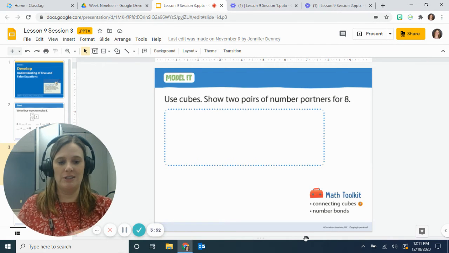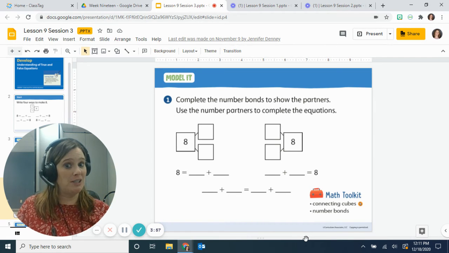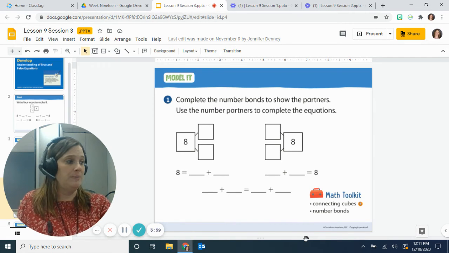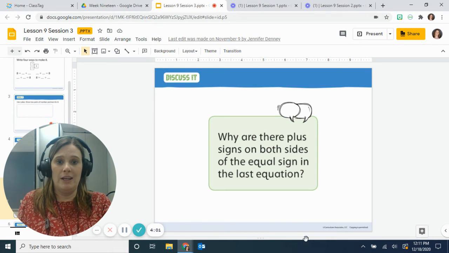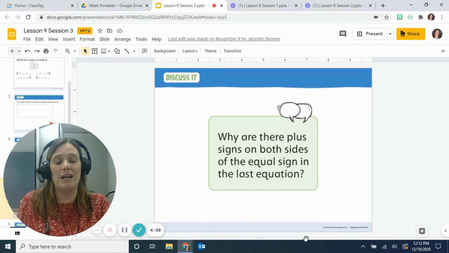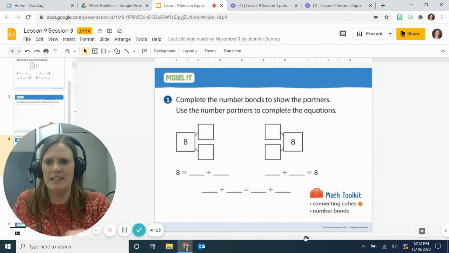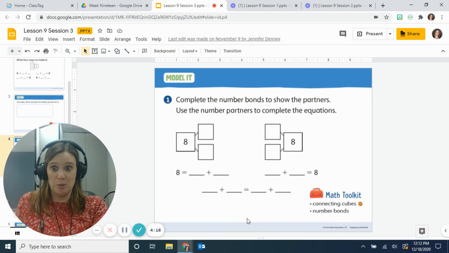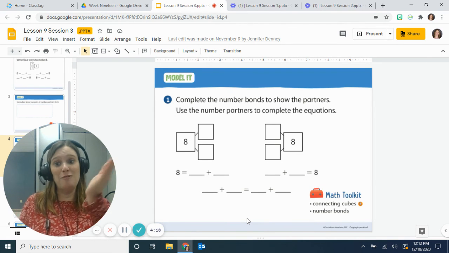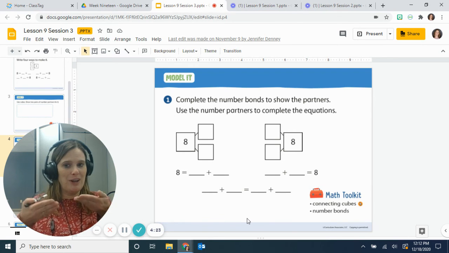Okay, you get to show us how to do this today. There's the model it. That's what we just did, so you can do that too. And let's see, your question today says, why are there plus signs on both sides of the equal sign in the last equation? Why do they both have plus signs there? Because they're both equations, right? We have 2 equations, not just one. We've always had one equation and one answer, but this time we have 2 equations that equal the same thing.